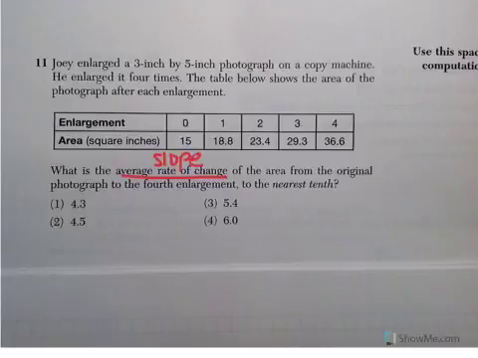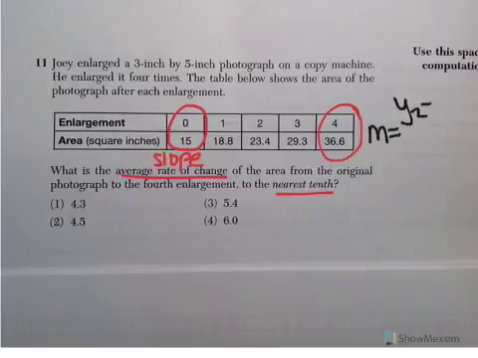So you need to find the slope of the area from the original photograph, that's this, here's your original, to the 4th enlargement right here. And you're rounding to the nearest tenth. So what you need to know is the slope formula. Your slope formula is your change in y, y2 minus y1, over your change in x's, x2 minus x1.